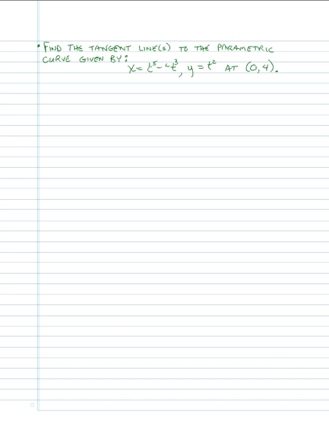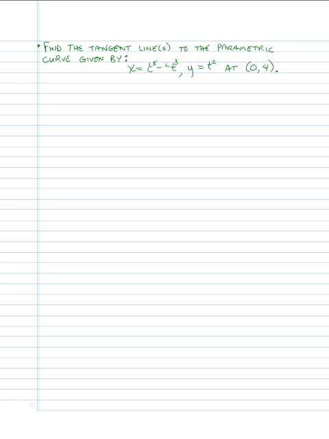Well, in this problem, we're supposed to find the equation. It doesn't say that, I guess. The equation of the tangent line or lines to the parametric curve given by x equals t to the 5th minus 4t cubed and y equals t squared at the point 0, 4.